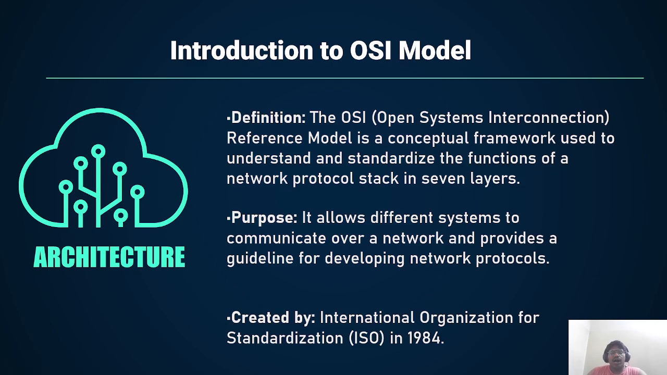The OSI, or the Open Systems Interconnection model, is a conceptual framework introduced by the International Organization for Standardization in 1984. Its primary purpose is to standardize the functions of the network protocol stack across 7 layers, ensuring compatibility and communication between various systems. Think of the OSI model as a guide that helps developers and engineers create and refine network protocols.